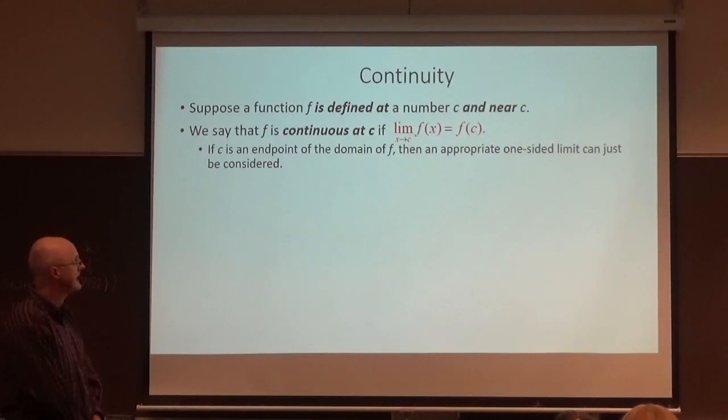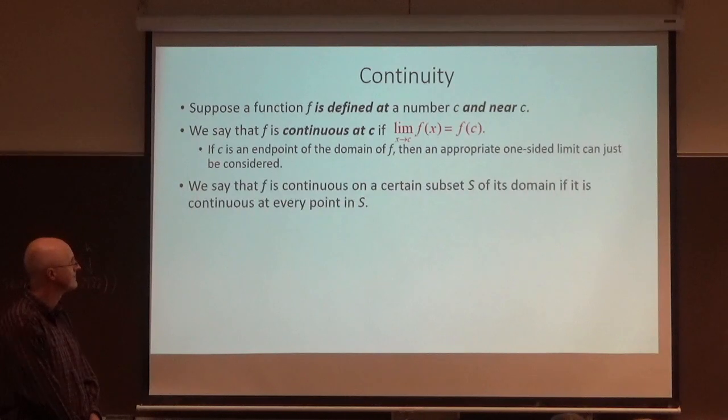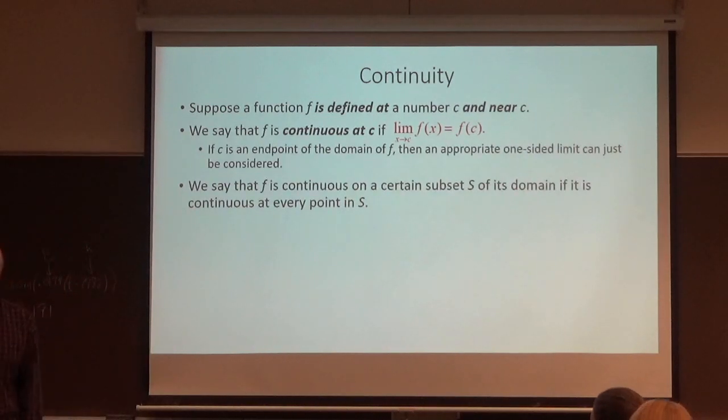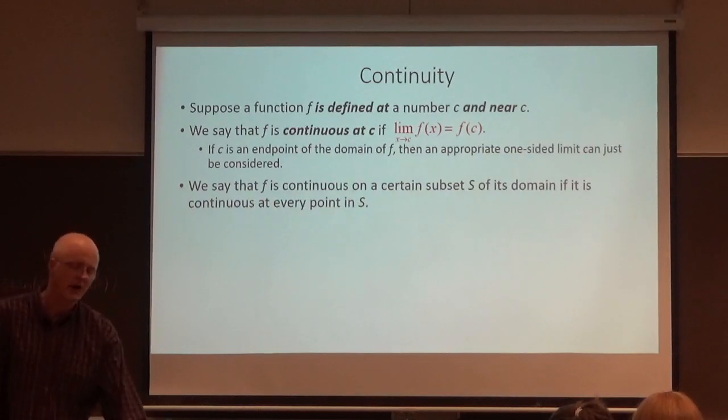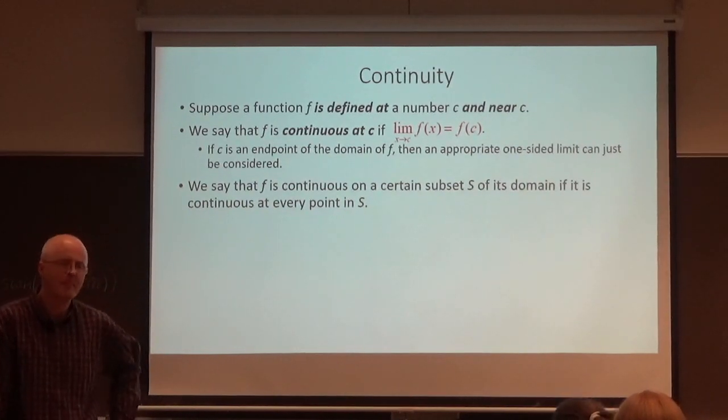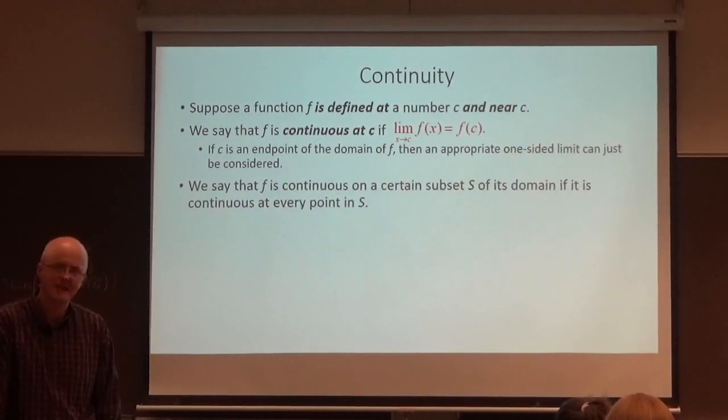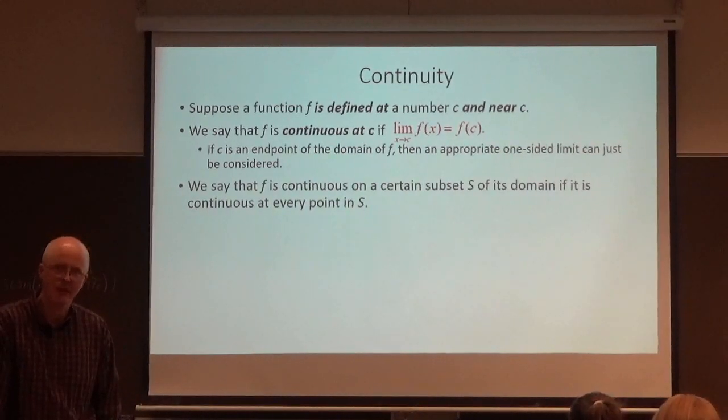If c happens to be an endpoint of the domain, then you use an appropriate one-sided limit. We say f is continuous on a certain subset of its domain, S, if it's continuous at every point in S. And then I've got some ways in this slide here that I'm not going to show you. I've got some ways that discontinuities can occur. We'll talk more about those on Monday. And this is not the last word on the subject. We can come back to it.